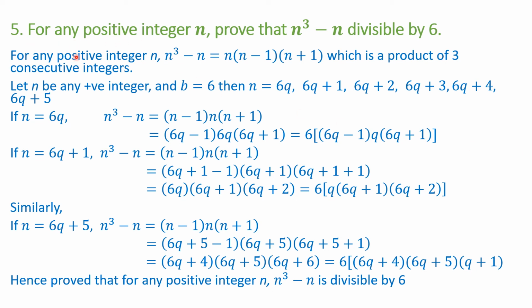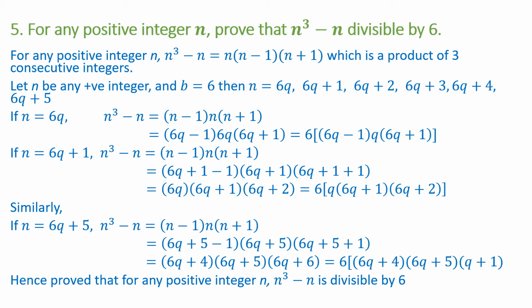The fifth question is, show that for any positive integer n, prove that n cubed minus n is divisible by 6. Now this is a slightly different question. So what I've done is, first of all let n be any positive integer. Now n cubed minus n can be written as n into n square minus 1, which when I further factorize, I will get n minus 1 into n plus 1.